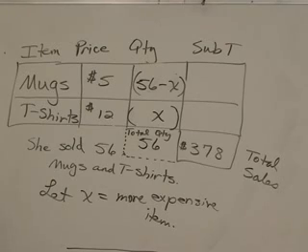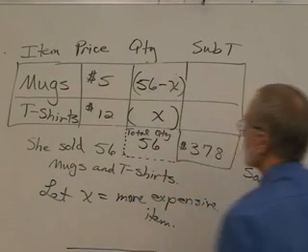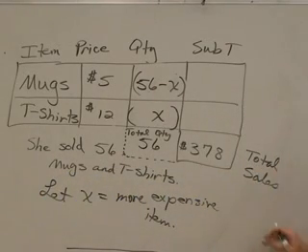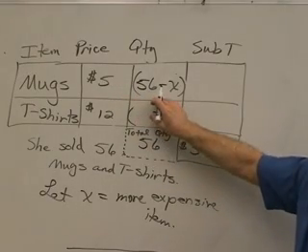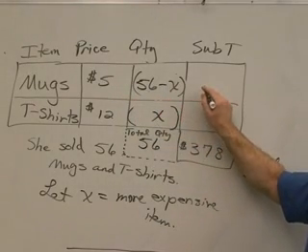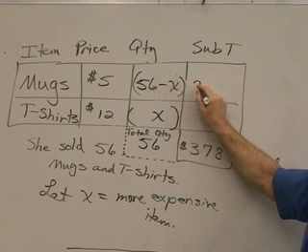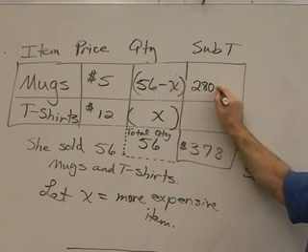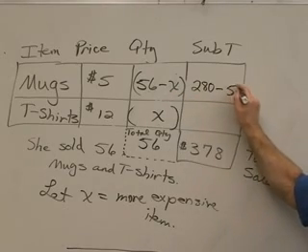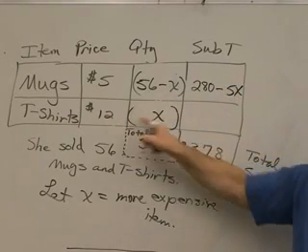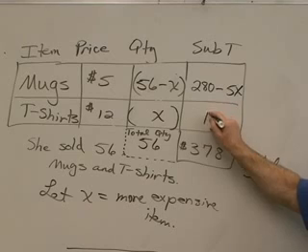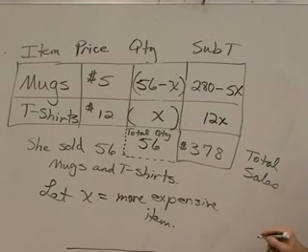All right, let's do this and we'll be done with the hardest one. 5 times 56 is 280 maybe? Minus 5 times X is 5X. And 12 times X is 12X.